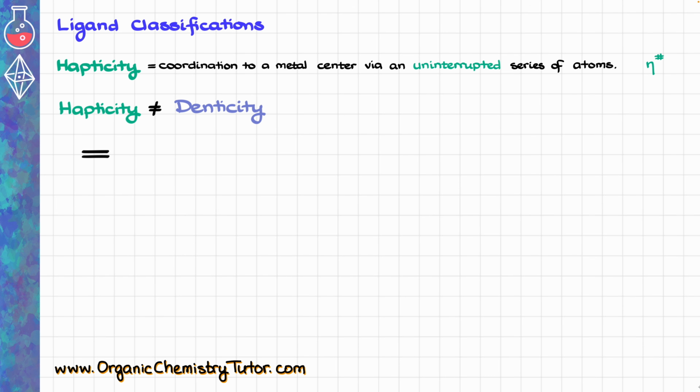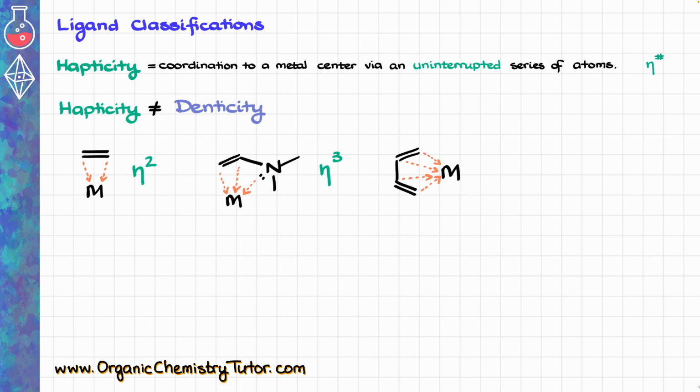Let's say we have ethylene here. When this molecule binds to a metal, we have both carbons making a bond with the metal center. And we're going to abbreviate this as hapta-2. Or let's say we have this enamine structure as our ligand. If it binds to a metal center with each carbon of the alkene portion and the nitrogen as well, we're going to have 3 contiguous atoms binding to the metal, making it a hapta-3 ligand. Or here's a butadiene molecule. When it binds to the metal center, it becomes a hapta-4 ligand.